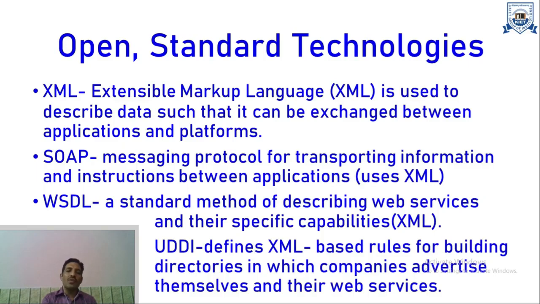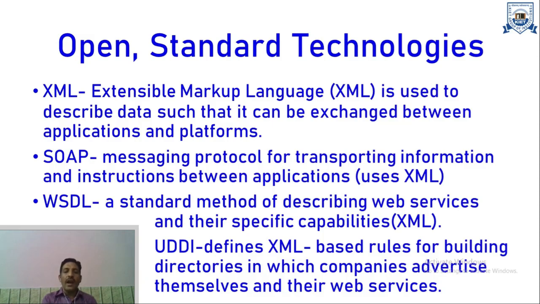Now, SOAP, what is the function of SOAP? SOAP is a messaging protocol for transferring information and interaction between applications using XML. If we have web services, for the transfer we use a protocol, and that protocol is SOAP, used for transferring data from one system to another. SOAP stands for Simple Object Access Protocol. Now, WSDL is a standard method of describing web services or their specific capabilities. WSDL stands for Web Services Description Language. It describes which web services are used for particular applications.